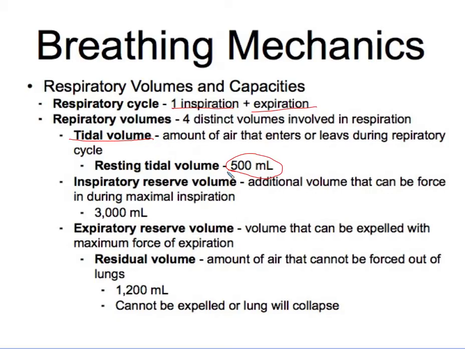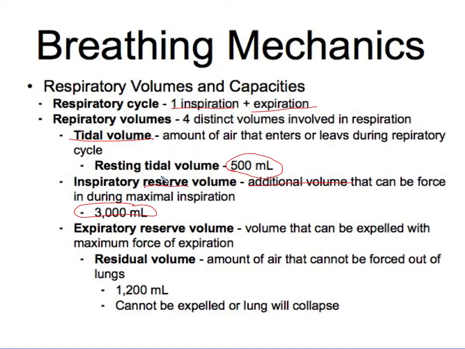Okay, we also have this inspiratory reserve volume. So inspiratory being we're breathing in, reserve being extra, volume being space. This is an additional volume that can be forced in when you try to take a deep breath. And you can breathe in, this is roughly 3,000 milliliters or 3 liters worth of air. That's a lot of air. Okay, but 3 liters worth of air you can breathe in extra on top of this 500 residual.